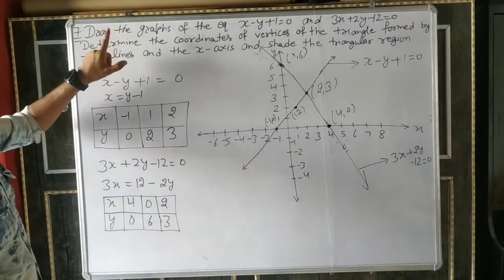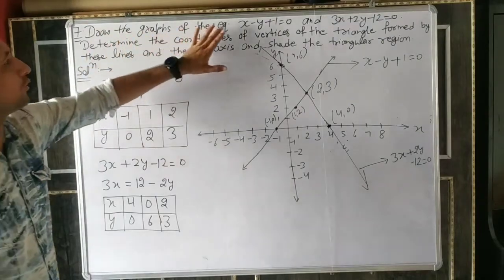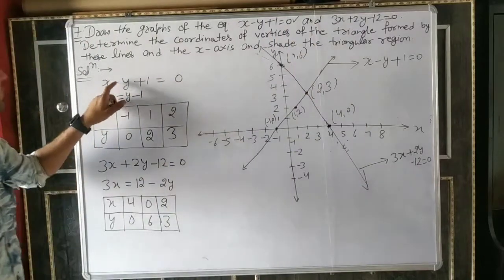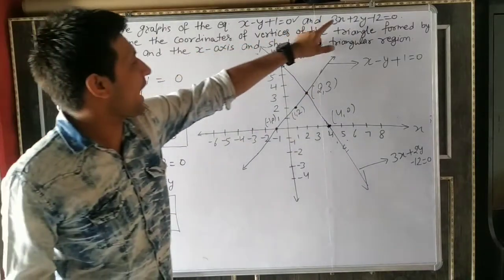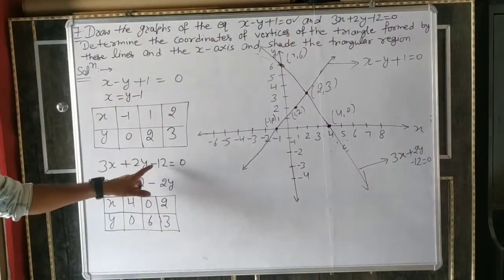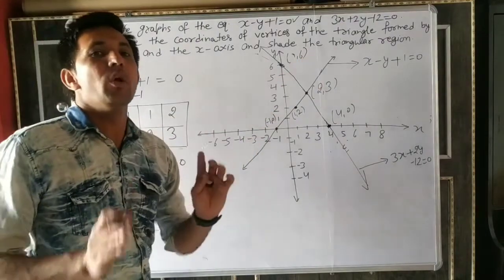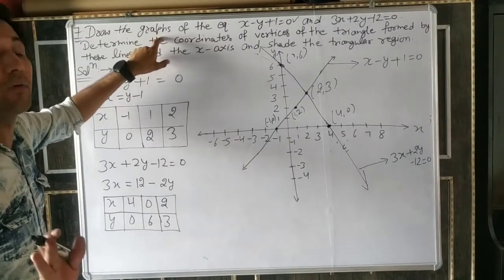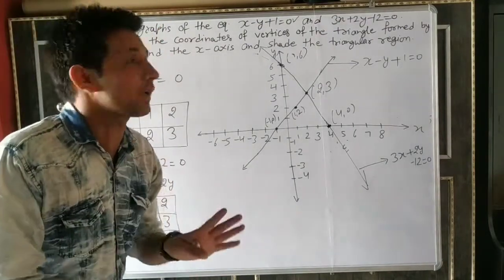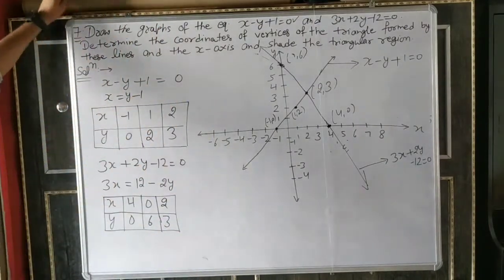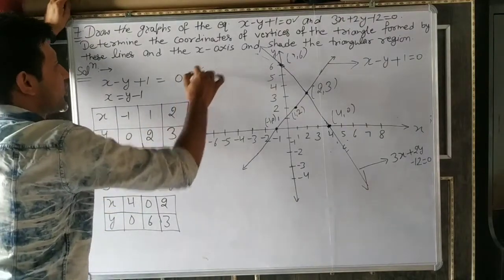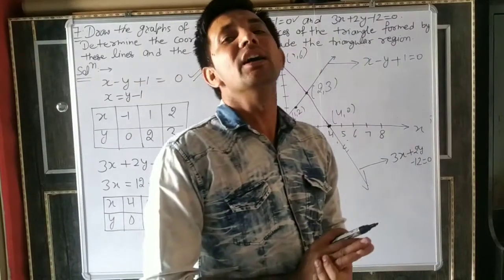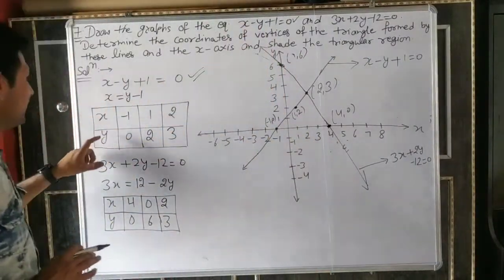We are given: draw the graphs of the equations. We have given two equations. First is x minus y plus 1 equal to 0 and 3x plus 2y minus 12 equal to 0. So we have to draw their graph. If you want to draw the graph of these equations, what will we do? First we will find their solutions, x and y.